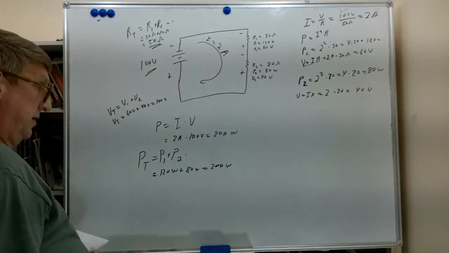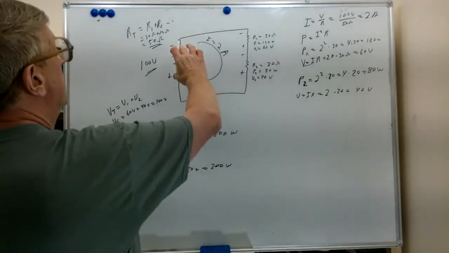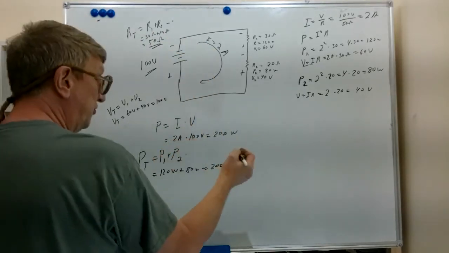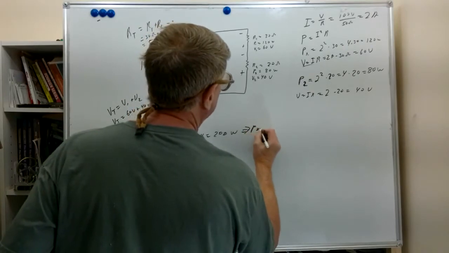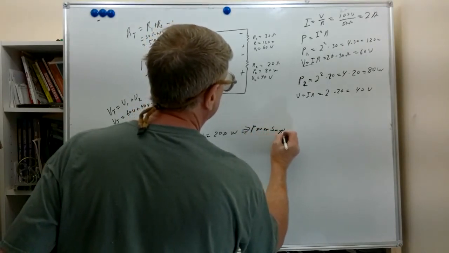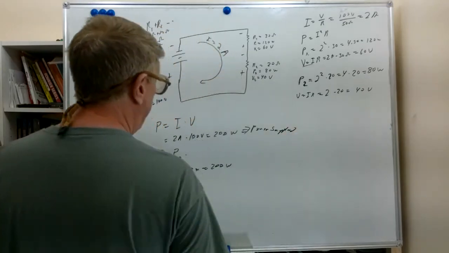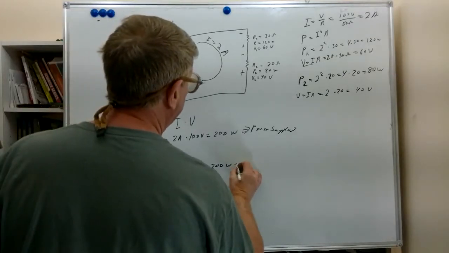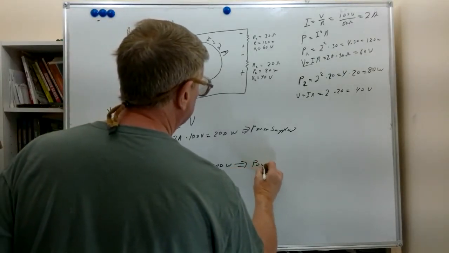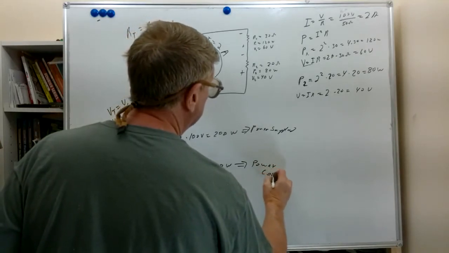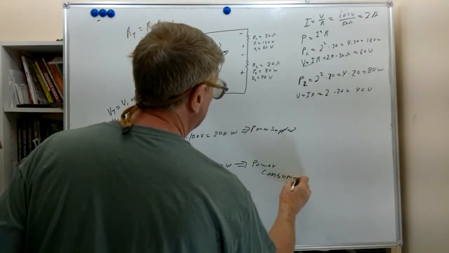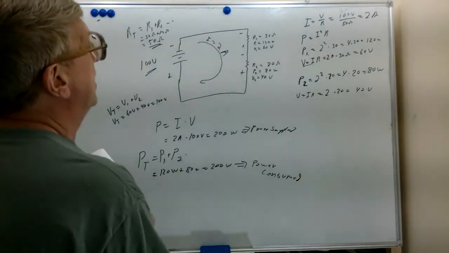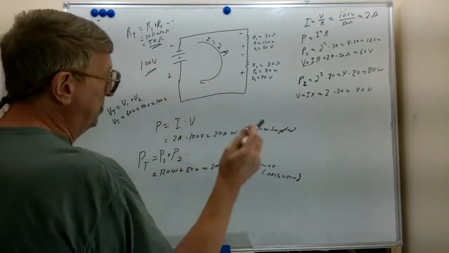So we found that by calculating the power being supplied by the source, the 2 amps at 100 volts, shows 200 watts of power supplied. And we looked at the power being dissipated by the 2 resistors, and we found that we have 200 watts of power consumed. So you'll find this to be true too. Power supplied is going to equal power consumed.